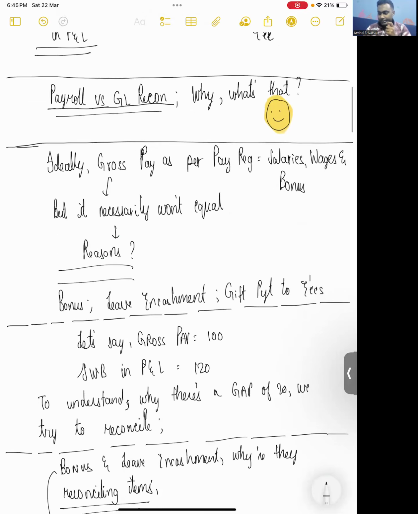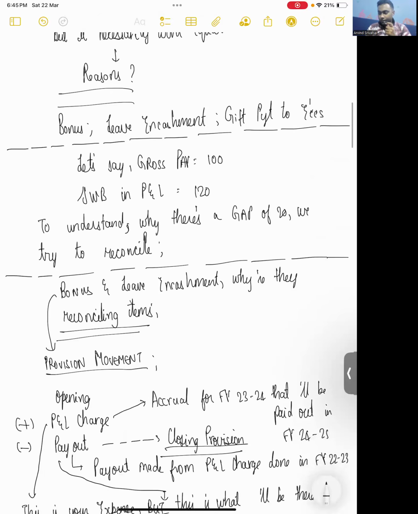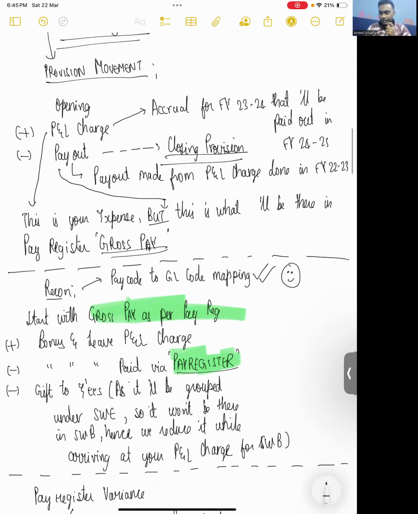So let us say we start with the gross pay as per our pay register and try to arrive at the salaries, wages, and bonus number. How do we treat these items? So let's go to this. We will add back the bonus and leave P&L charge because this is ideally what will be there in the GL. But remember, to the extent of the amount that has been already paid, it is there in the pay register. So we will remove the amount that is already paid via the pay register because it is ideally not an expense component. It is a payment of provision that is created earlier. So we will remove this.